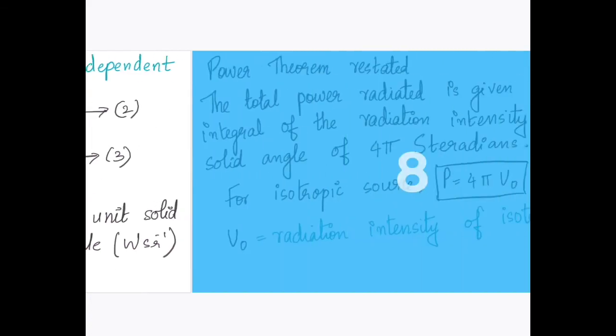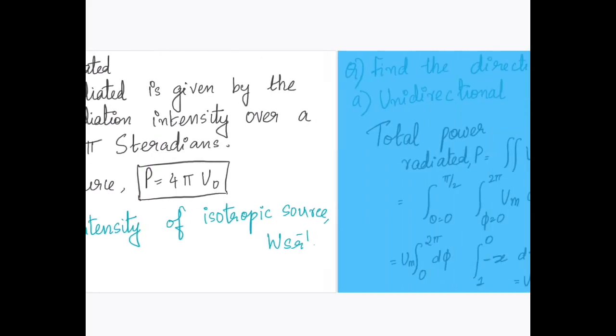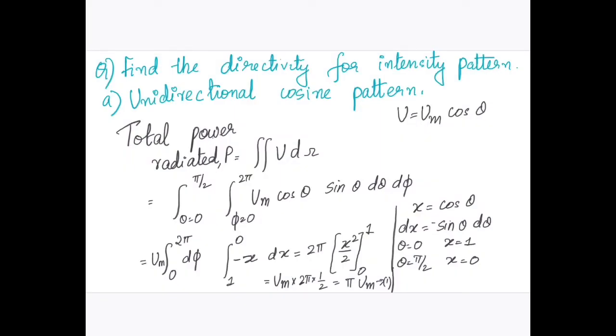Now if you are considering the same power theorem in terms of radiation intensity, it can be restated as: the total power radiated is given by the integral of the radiation intensity over a solid angle of 4 pi steradians. So for an isotropic source, we can write the power radiated as 4 pi U naught, where U naught is the radiation intensity of the isotropic source. Now with these formulas, directivity can be found for any kind of pattern.